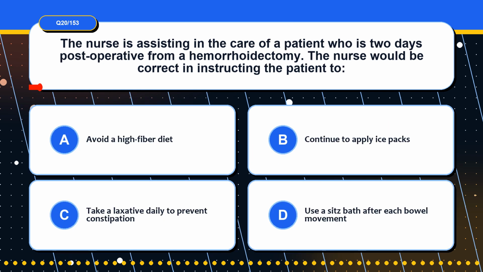Question 20. The nurse is assisting in the care of a patient who is 2 days post-operative from a hemorrhoidectomy. The nurse would be correct in instructing the patient to: Here are the options. Option A. Avoid a high-fiber diet. Option B. Continue to apply ice packs. Option C. Take a laxative daily to prevent constipation. Option D. Use a sitz bath after each bowel movement.